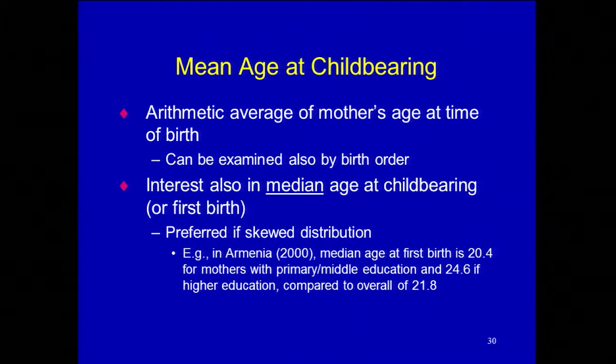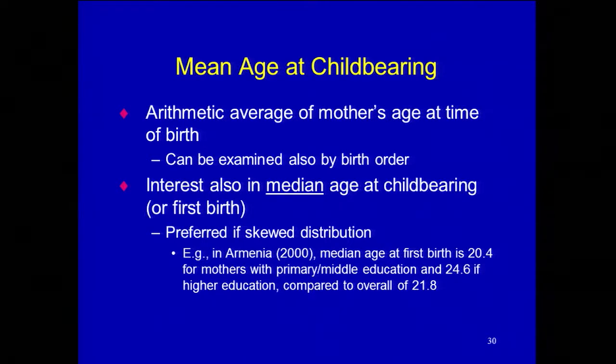Mean age at childbearing is another measure. You saw this as an example in the Mexico slide. So this is the average age of mothers at the time of birth, and it can be examined by birth order. We can also look at the median age at childbearing, which would be where half of the women give birth above that age and half below. Sometimes it's preferred if there's a skewed distribution of maternal ages.